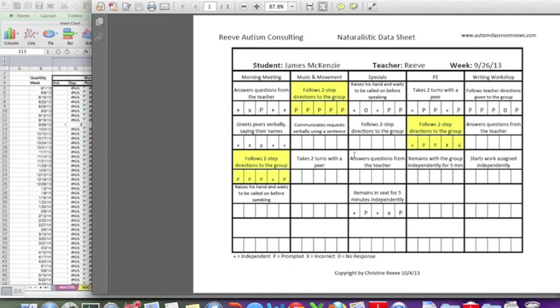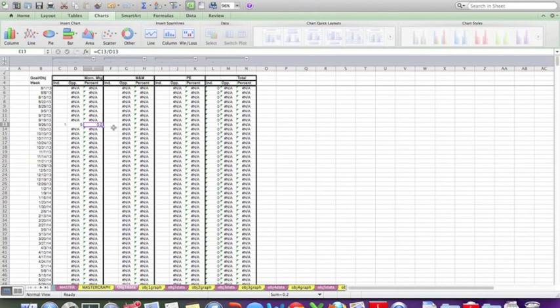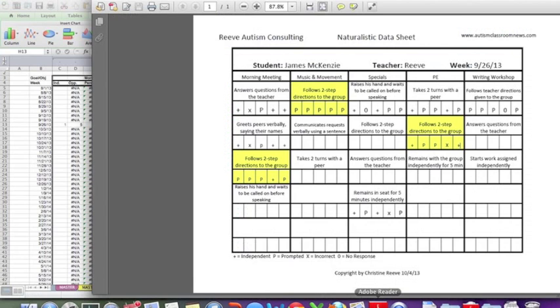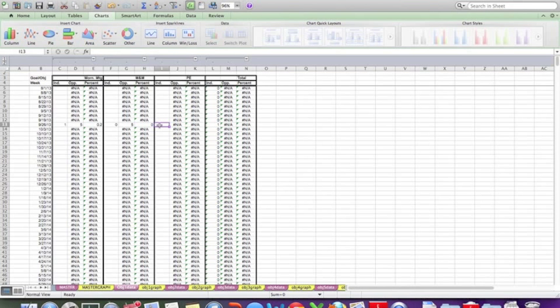In the next, it's going to be 0 independent out of 5 opportunities. So that's going to be 0 out of 5, which of course is going to be 0. And in PE, it was 2 independent out of 5 opportunities. Now this will not allow you to graph the type of prompts that you're using. It's just going to graph independent correct responses. But what you see is that it actually totals it across the column and comes up with the final percentage.